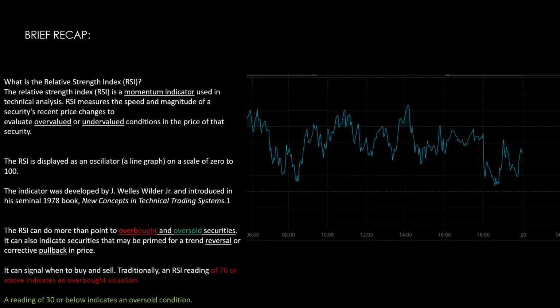And before I go any further, I will give a brief recap on what the RSI is. Again, it stands for the Relative Strength Index. It is the momentum indicator used in technical analysis. RSI measures the speed and magnitude. Now keep this in mind: options, theta, speed, momentum. It's the perfect setup and has the perfect mechanics behind it to line up with those two things you were given, calls and puts, to exploit directional movement for profit. Now, RSI measures the speed and magnitude of a security's recent price change.